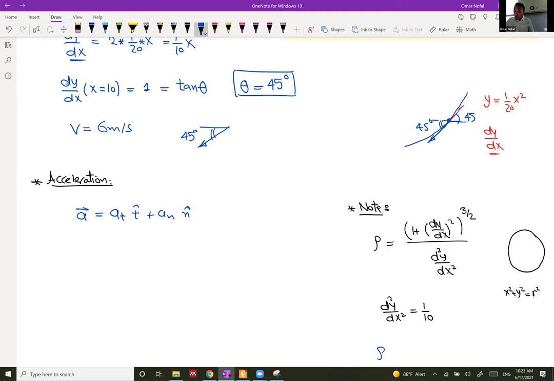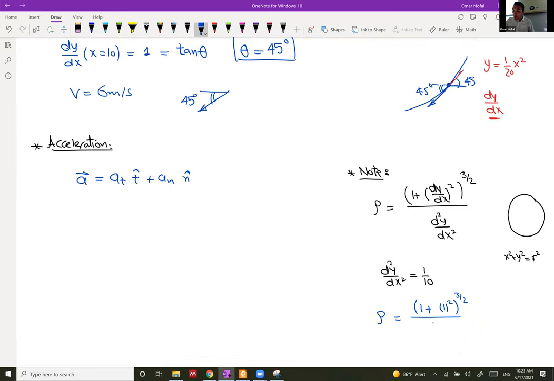So rho should be equal to 1, and dy/dx at 10 meter, we found it equal 1, squared, to the power 3 over 2. All of this is divided by 1 over 10. After solving that, this will give you 28.28. I think the units here are in meter. So this is the radius of curvature.